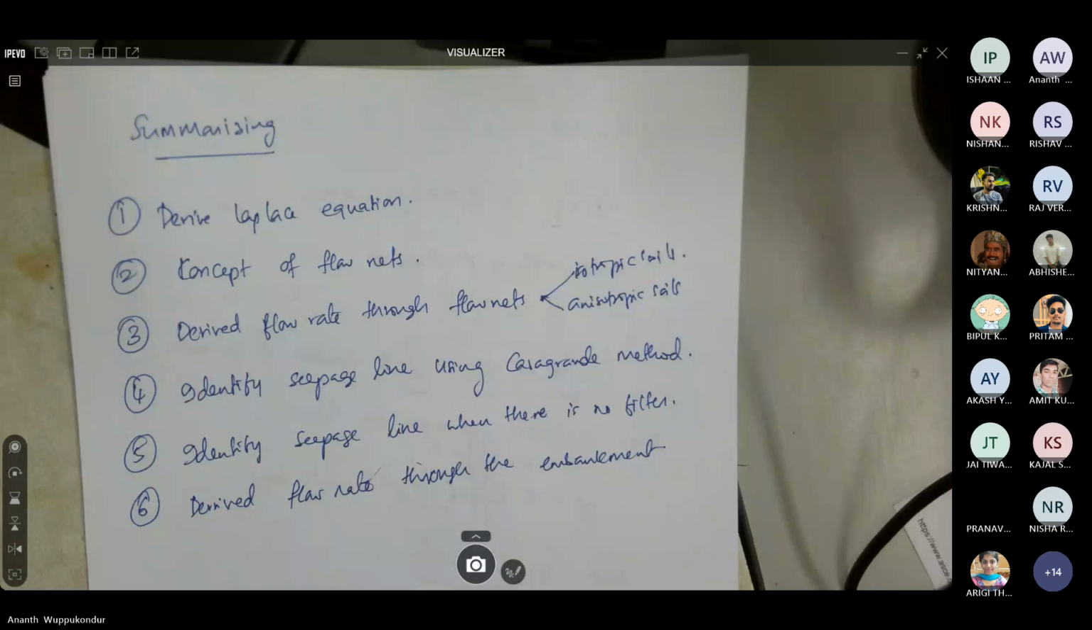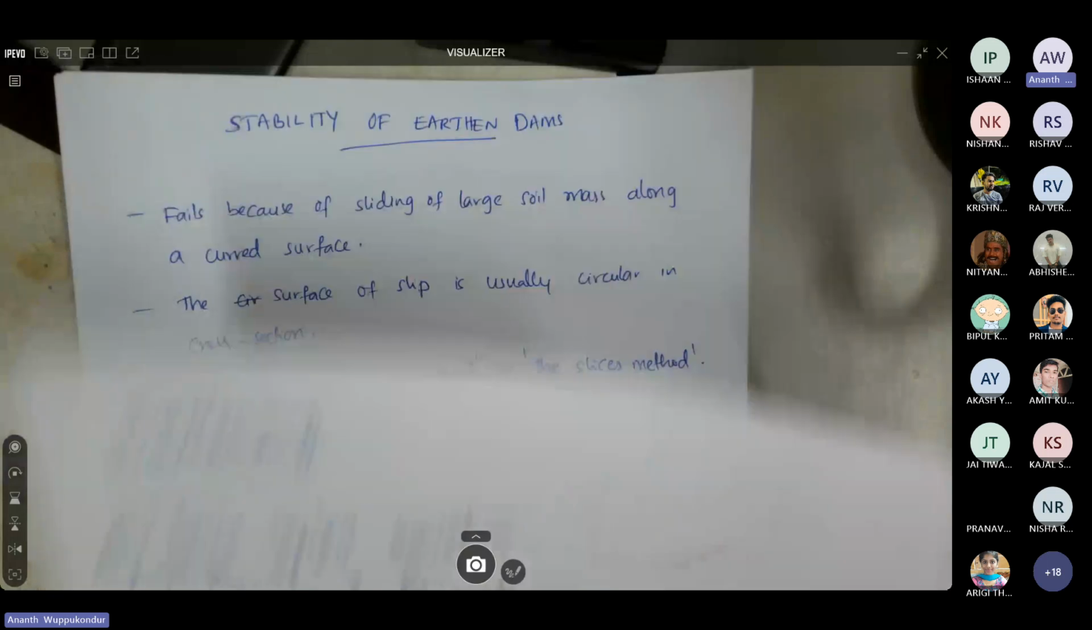We are going through earthen dams since the last two classes. In the first class, we saw the types of embankments and the causes of failure of embankments. In the second class, we saw the different seepage lines and how to identify the seepage lines through the dams. In the process, we also learned about flow nets, derived the Laplace equation, and learned the concepts of streamlines and potential lines. So in this class, we are going to look at the stability of earthen dams.